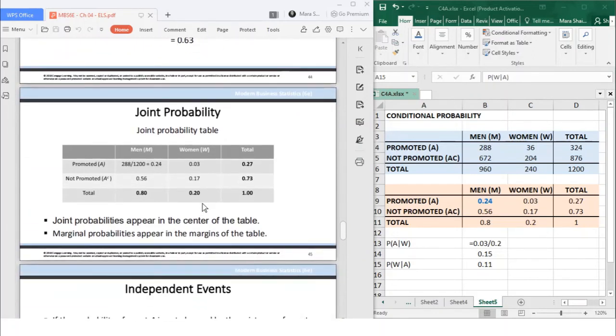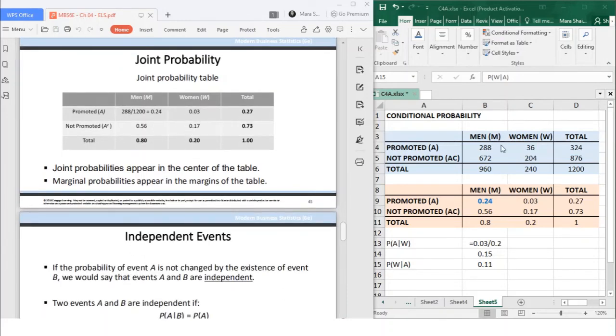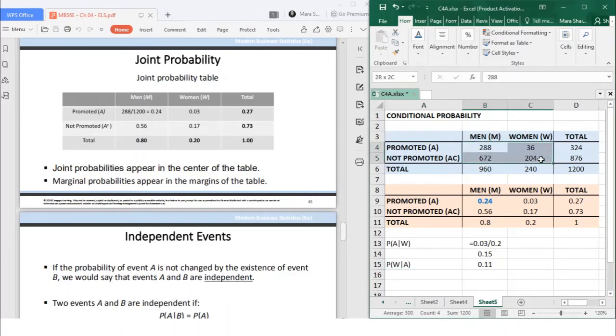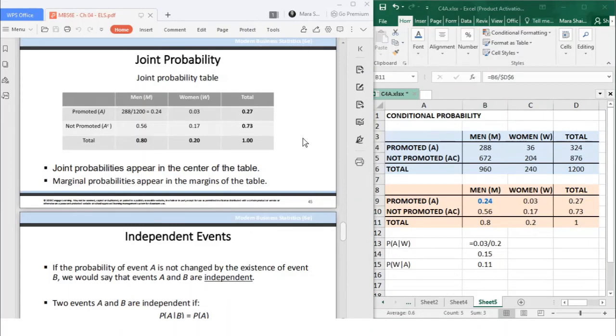Now, joint probabilities were already mentioned in your cross-tabulation. When you say joint probabilities, these are the probabilities found in the middle. These are your joint probabilities. Your marginal probabilities are found at the margins, the ones at the sides. Those are your marginal probabilities.